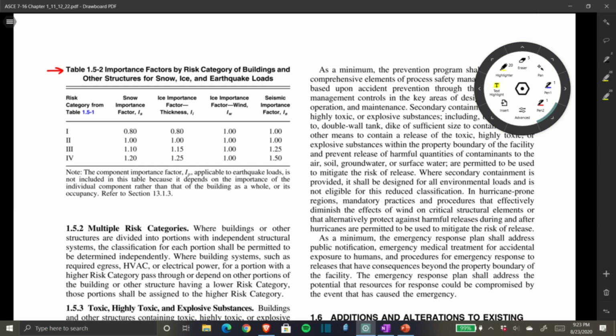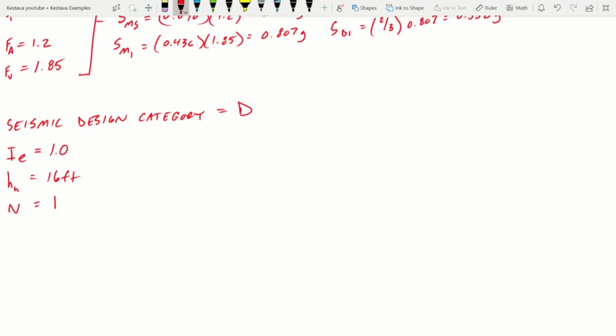And what we have here are our importance factors, actually for everything, for snow, for ice, for seismic. We're going to look through, and it just depends on our risk category. Our risk category, again, we know is 2, so it's here. Then we're not looking for snow, ice, or ice for wind. So we need just seismic. Seismic for 2, if we go all the way over, is just 1.0. Okay, fantastic. Let's jump back. IE is 1.0.